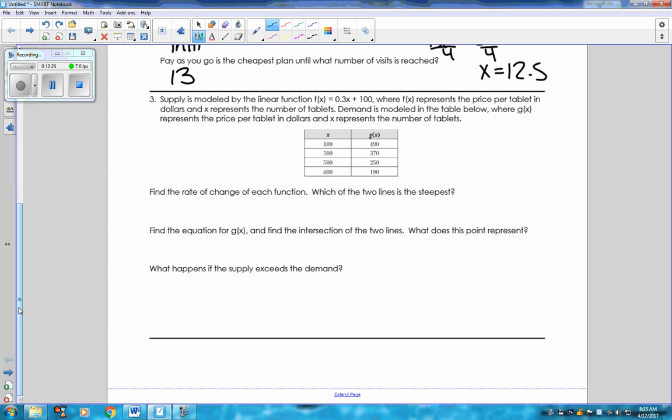Number 3. How many people have heard of supply and demand? A couple? Okay. Supply and demand is a graph that a lot of times will look something like this, where this could be your supply line, and this is your demand line. So it's two lines graphed on the same graph. The supply and demand graph is saying that the more supply you have, the less likely it's going to be in demand, while the more that is in demand, the less likely you have the supply to do that.